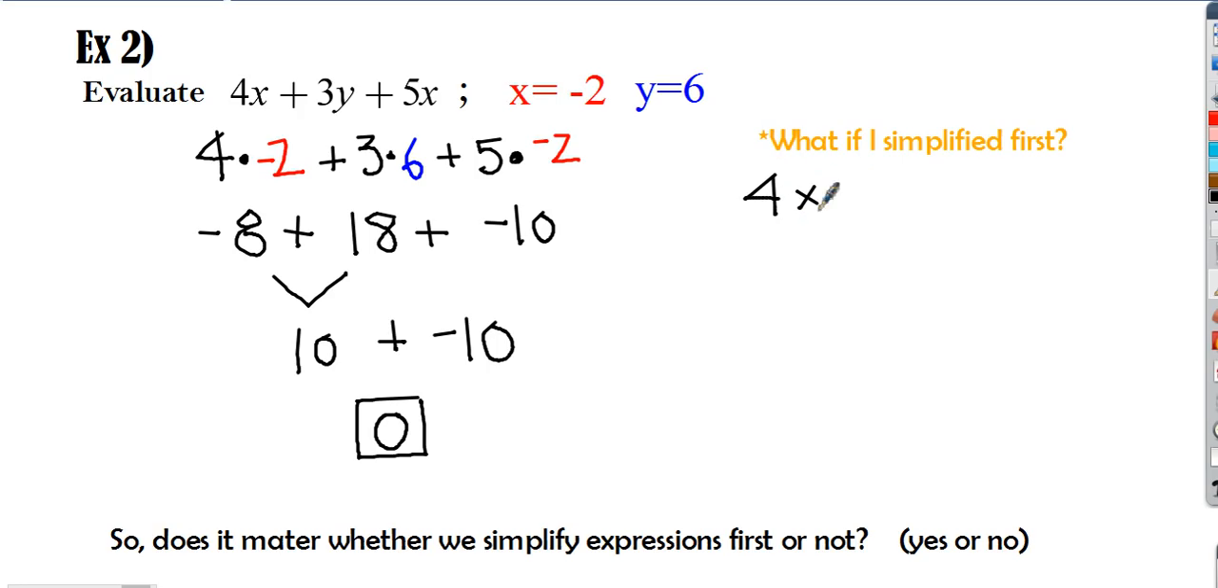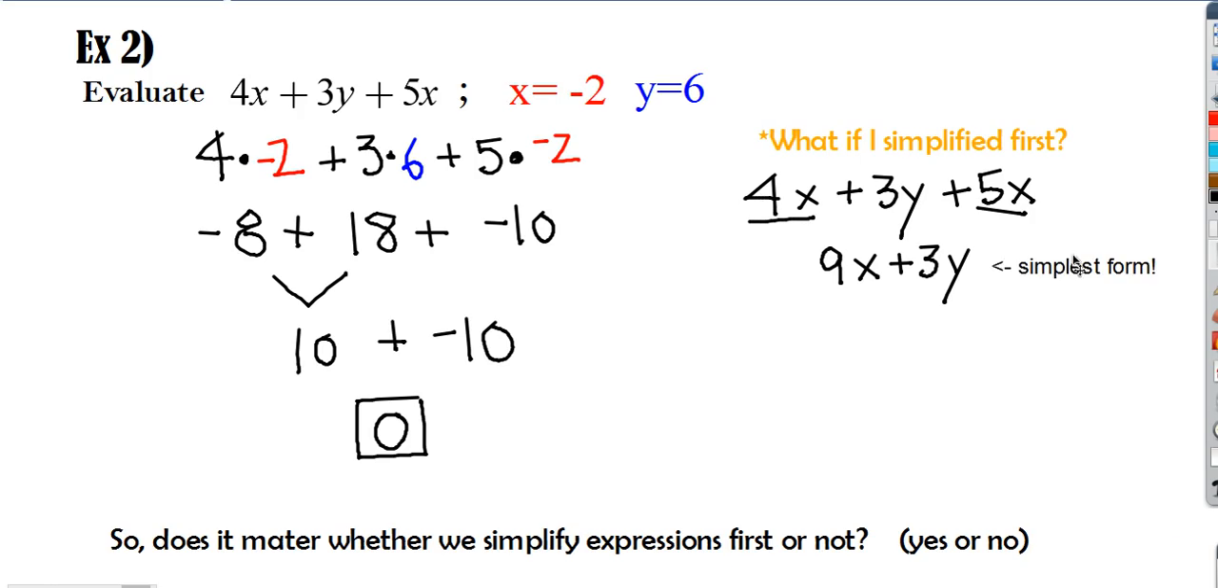4x plus 3y plus 5x is the expression we're going to start with. And again, as you probably notice, 4x and 5x are like terms, so we can add them together. 4 plus 5 is equal to 9, so we're going to have 9x plus 3y. And now, we know that we can't simplify any further. This is the simplest form, so we're going to stop there.